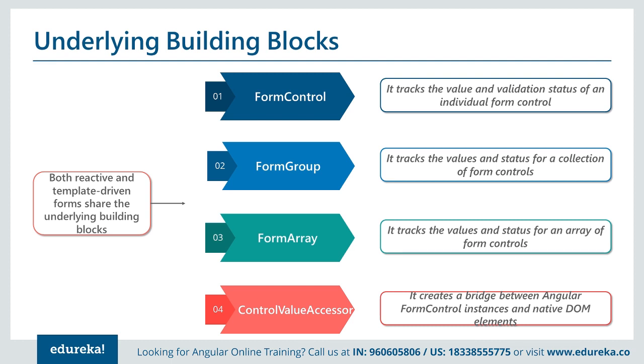Form array. It tracks the values and the status for an array of form controls. Array of form controls means the entire form fields which I just mentioned to you. Input field, text, radio button. It contains key value pairs, nothing but control value accessor. It creates a bridge between the Angular form control instance and the native DOM element. Native DOM element means the HTML element. So it creates a bridge between the instance of a form control. Where do you create an instance of form control? In the TypeScript. If you look at the code, you will understand.